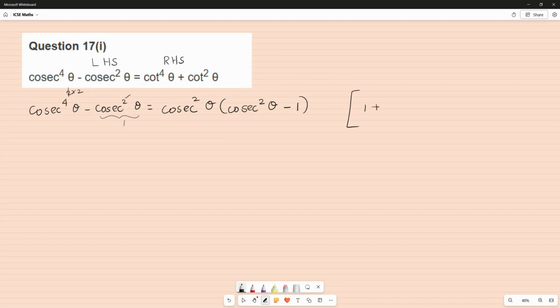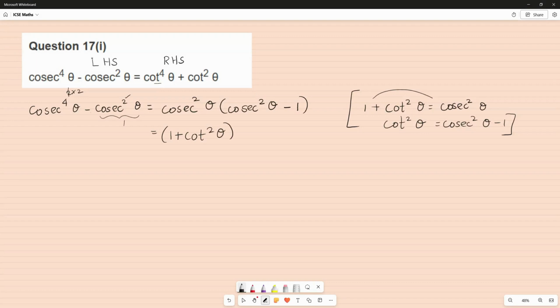We know the identity: 1 plus cot square theta is equal to cosecant square theta. So if 1 goes to the other side, cosecant square theta minus 1 is cot square theta. We are going to implement this because the right hand side is full of cot theta. So instead of cosecant square theta, we can write 1 plus cot square theta. Cosecant squared theta minus 1 is what? Cot square theta. If nothing is there, it is multiplication, so we have to multiply.